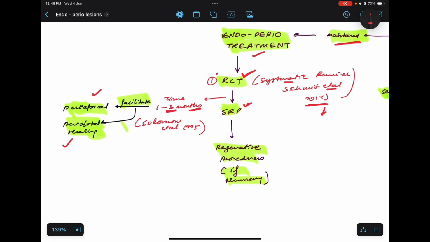If the patient is young, then you can go for SRP earlier, after 1 month, but in case the damage is high and the lesion has progressed a lot, then of course you'll have to wait. After SRP, you can go for regenerative procedures again if necessary.